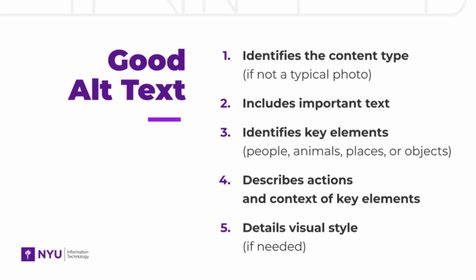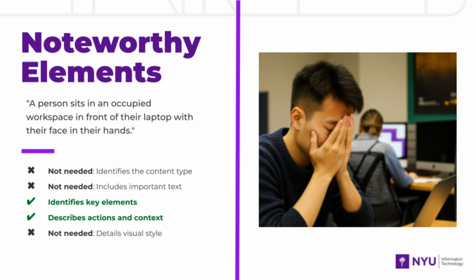For example, in the provided image, describe the person in focus and what they are doing. The description for the example reads, a person sits in an occupied workspace in front of their laptop with their face in their hands. The example only requires identifying key elements and describing the actions and context.